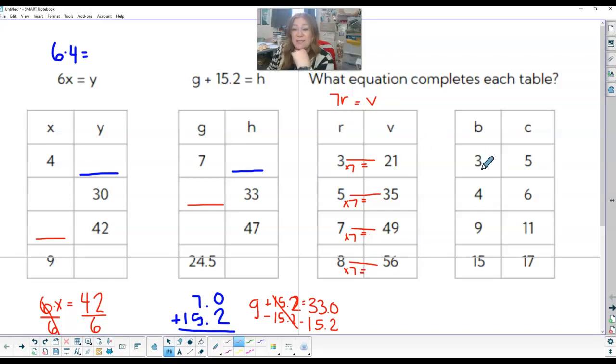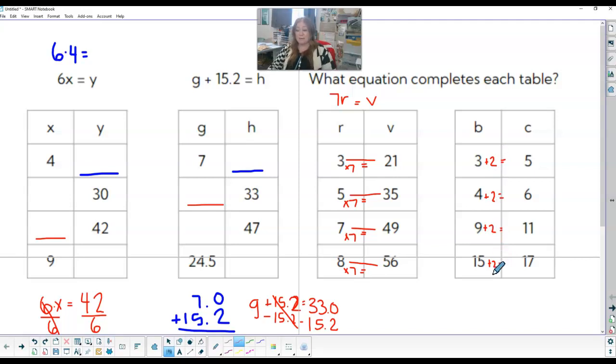Okay, so let's try this one together. Here we have 3 to 5, so we're getting bigger, bigger, bigger. There's nothing times 3 that's going to make 5 nicely. So let's try adding. How do I get from 3 to 5? Well, we added 2, and that equals 5. Let's see if our pattern is true. 4 plus 2 equals 6. 9 plus 2 equals 11, and 15 plus 2 equals 17.